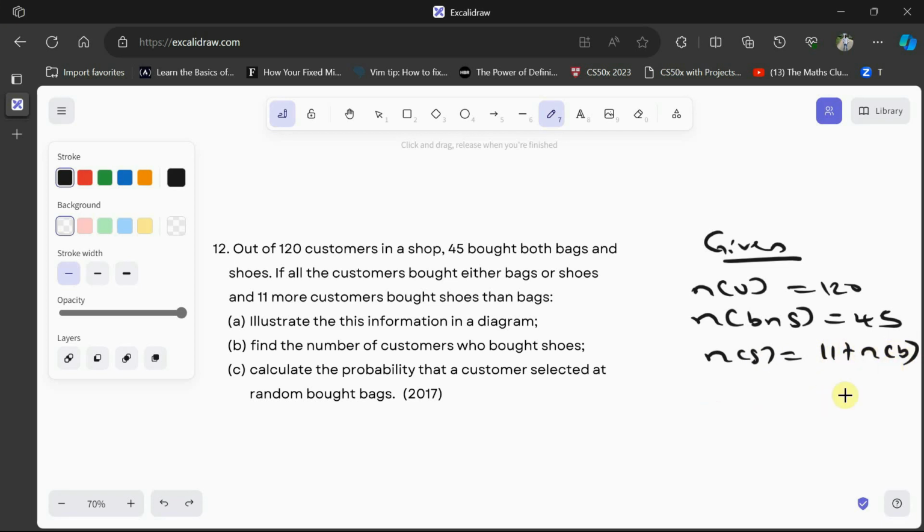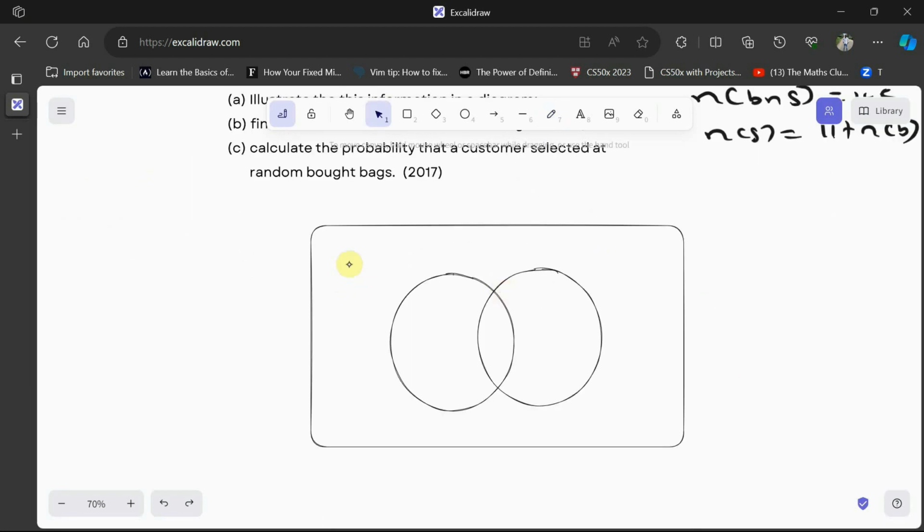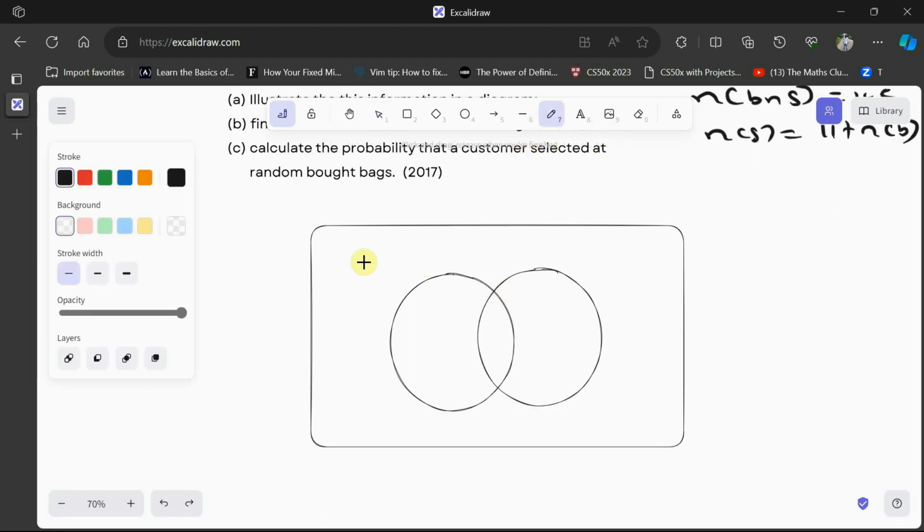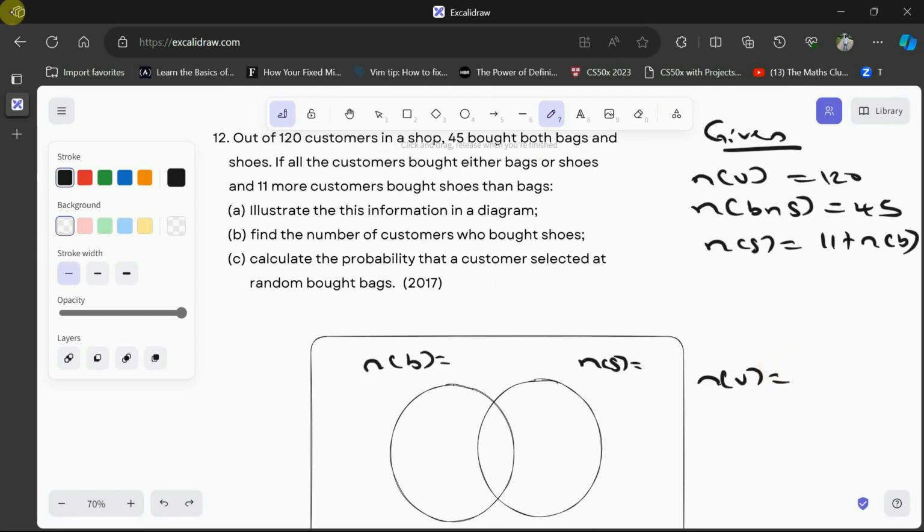Now, how do we illustrate this information in a Venn diagram? This is a Venn diagram. Bags can be here and shoes can be here. This will be the number of bags, this will be the number of shoes, and this will be the universal set. I think we're told 450 people. No, 120 actually. So 120. We're told that the intersection is 45. If n of b is equal to x, then n of s here would be equal to 11 plus x. So if n of b is x, n of s is 11 plus x.